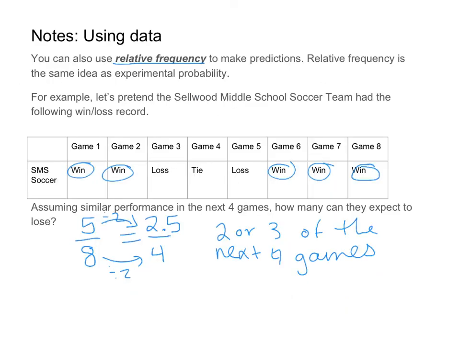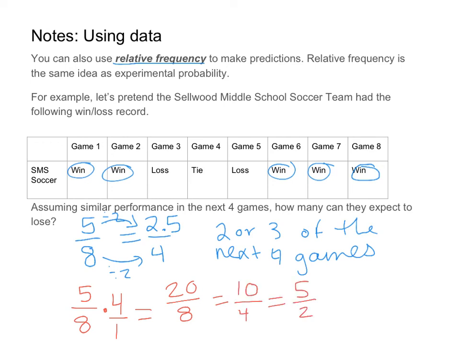And I just realized, I guess I used a kind of different strategy there. So the way I was showing you before, 5/8, you would then multiply that by 4. And when we multiply fractions, that would give us 20/8, which gives you 10/4 or 5/2 or 2.5. So 2.5 of the next 4 games.